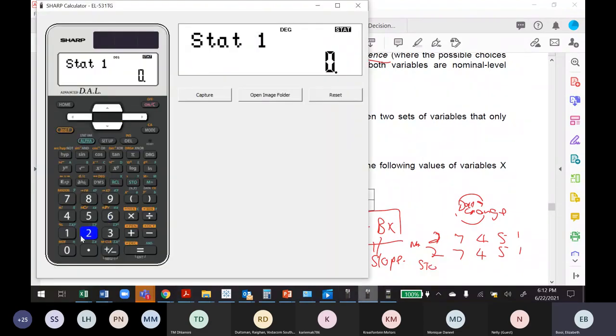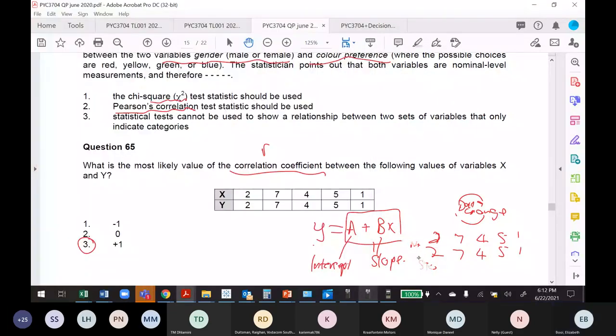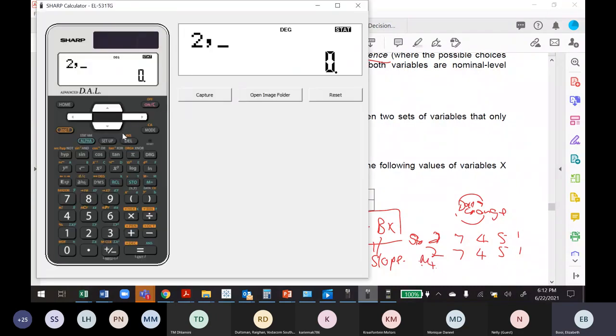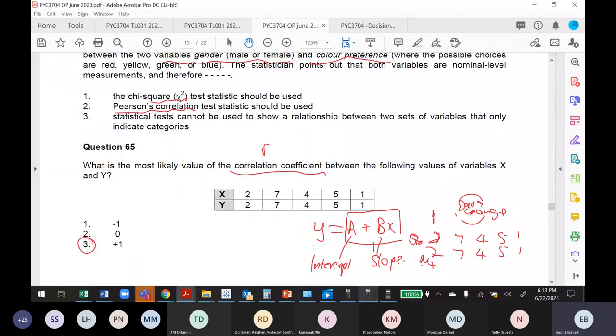So we say two, store. Oh, I've got them the other way around. We press two first, and then we say store. So it will be two store, and then two M plus. That's the logic. Two store, two M plus. And then it will say data set one. So it captured that line.